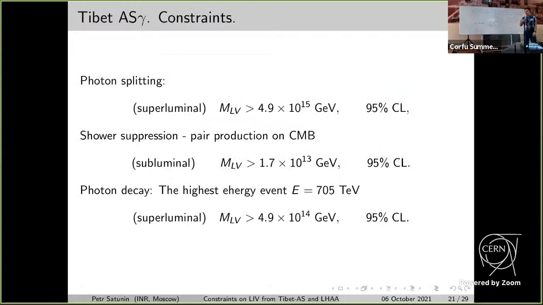And here are the constraints from Tibet. The photon splitting constraint is the best on the superluminal LIV scenario. The photon decay constraint is exactly one order of magnitude worse than the splitting constraint, and on the subluminal LIV we can obtain a constraint of 10^13 GeV.